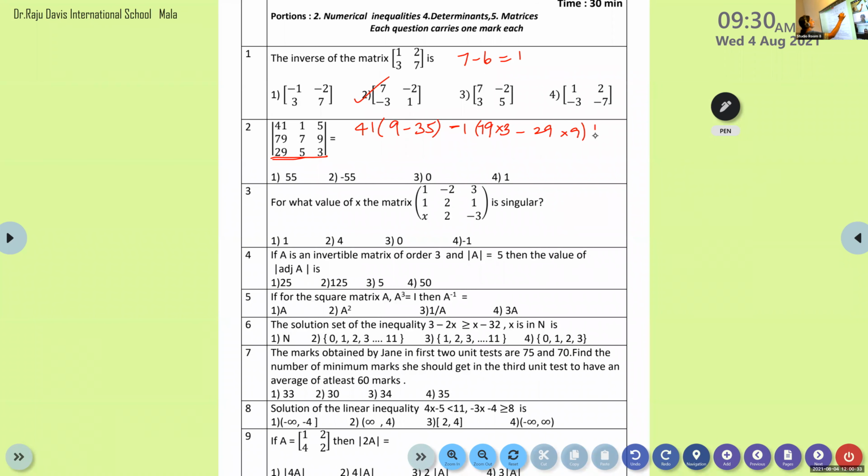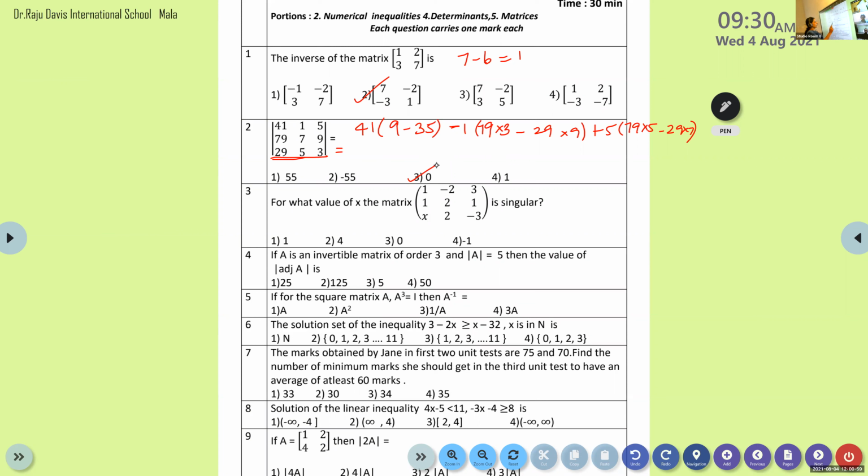So 41 into 9 minus 35, minus 1 into 79 into 3 minus 29 into 9, plus 5 into 79 into 5 minus 29 into 7. Is it like this? So when you expand it, 41 into 9 minus 35. When you expand it, are you getting the answer as 0? Is it 0?